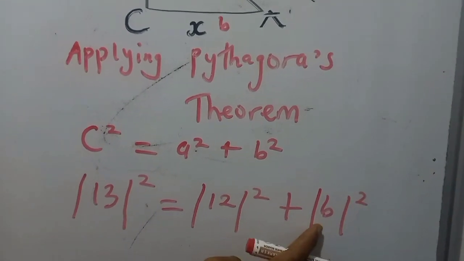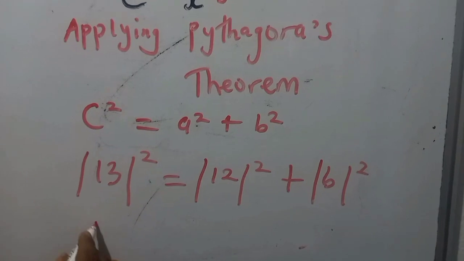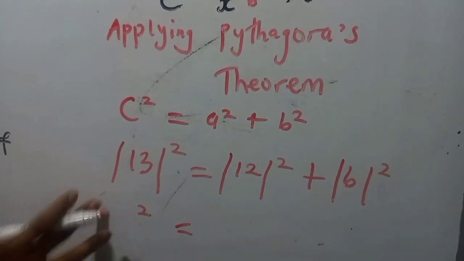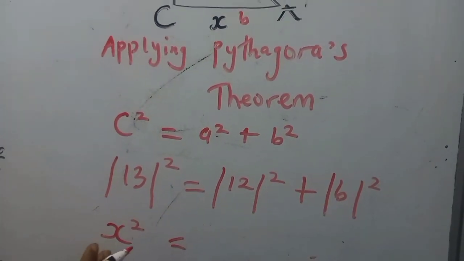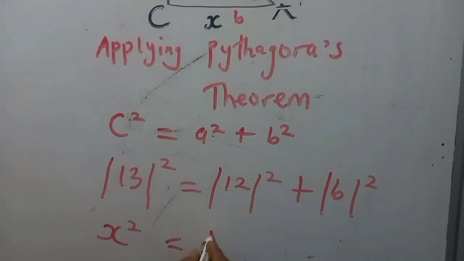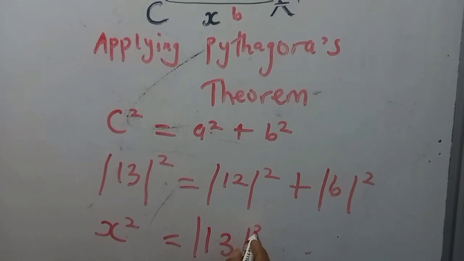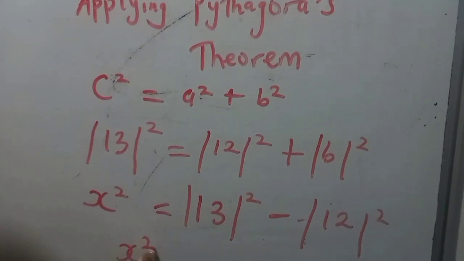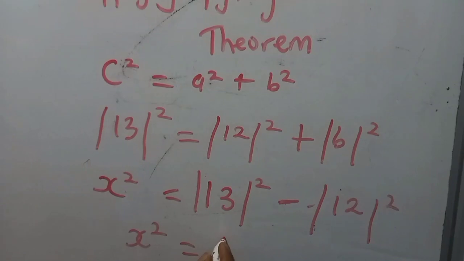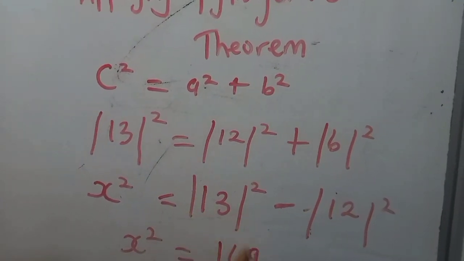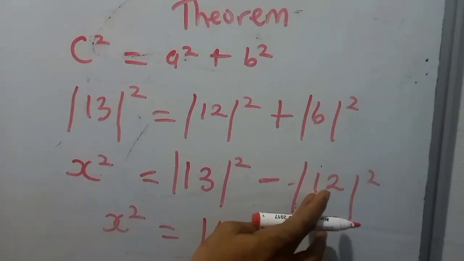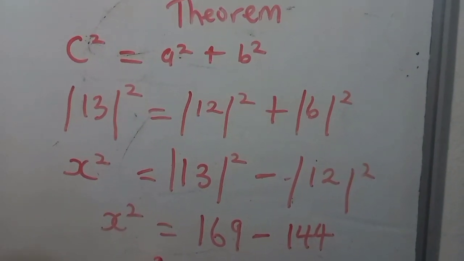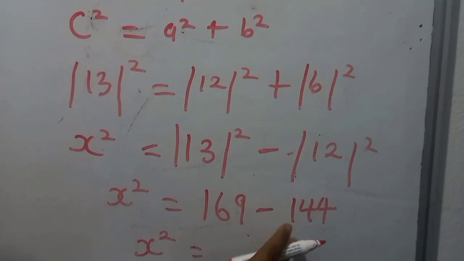So we make b the unknown, which is x. So we say x squared equals 13 squared minus 12 squared. 13 squared means 13 times 13, which is 169. 12 squared means 12 times 12, which is 144. Which means x squared equals 169 minus 144. We have 25.